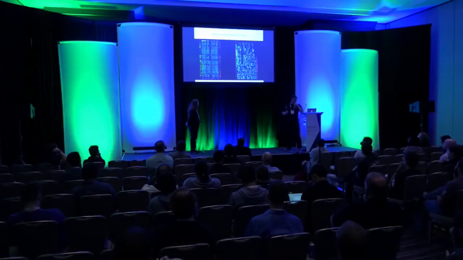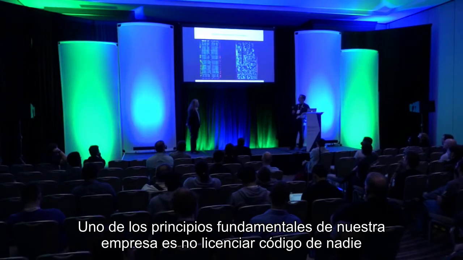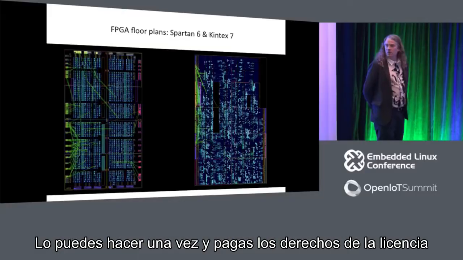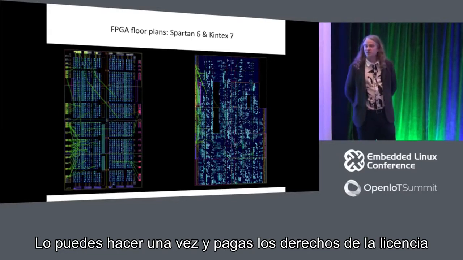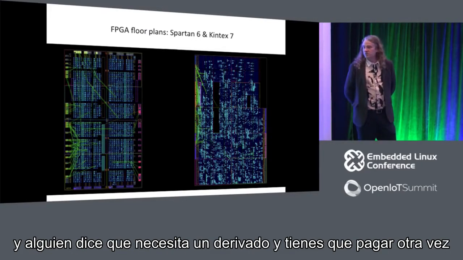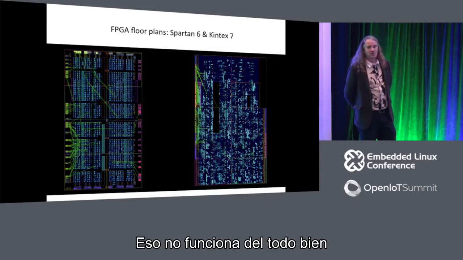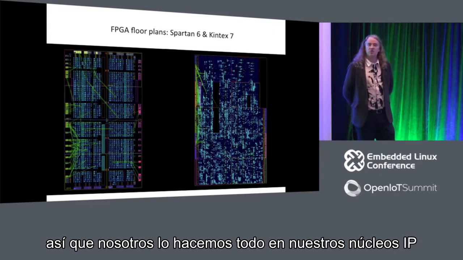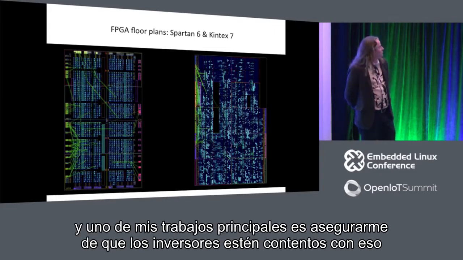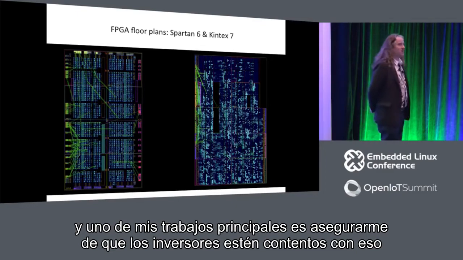Yeah, so one of the fundamental principles for our company is not to license any cores from anywhere. You can do it once, and you pay the license fee, and then you get stuck, and someone says, I need a derivative, and you go pay again. And the vendor is all too happy to take your money a second time. And that just doesn't work all that well. So we do all of our own IP cores. And one of my main jobs is to make sure the investors are happy with that.